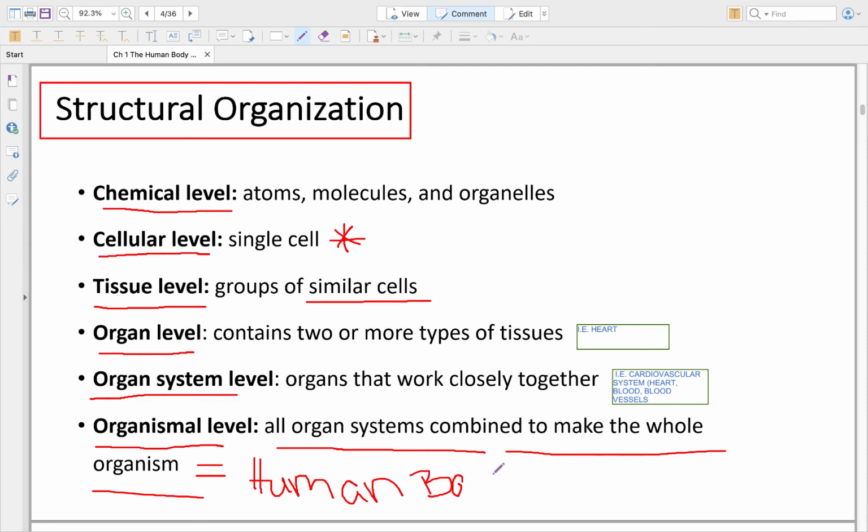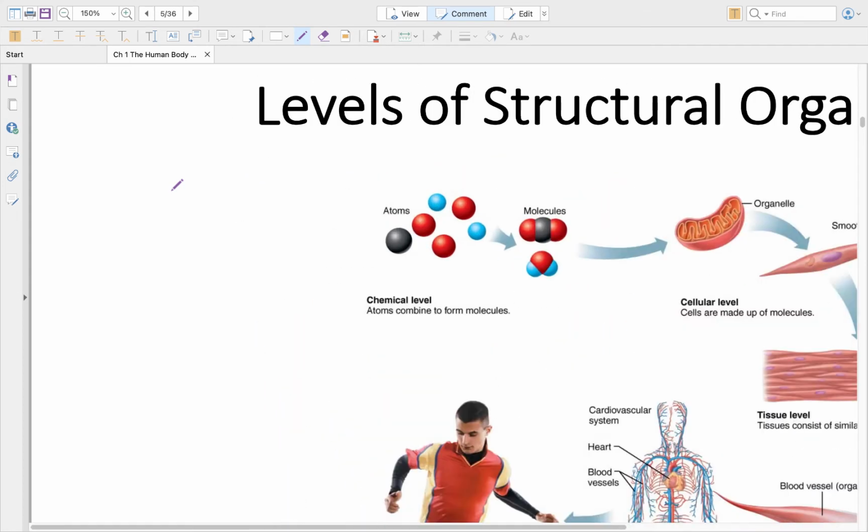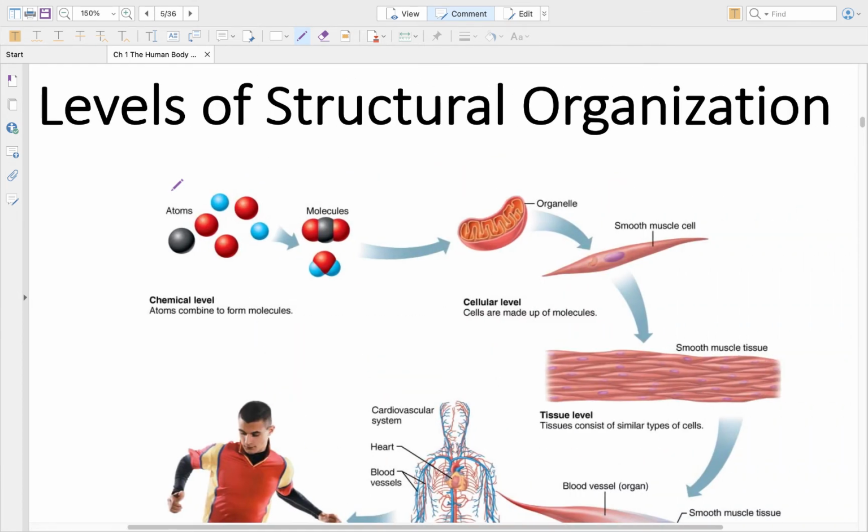So we are the organism in this case. Okay, so let's recap what that means. From smallest to largest, you want to know the levels of structure from small to large. The smallest unit is atoms. This is the chemical level.